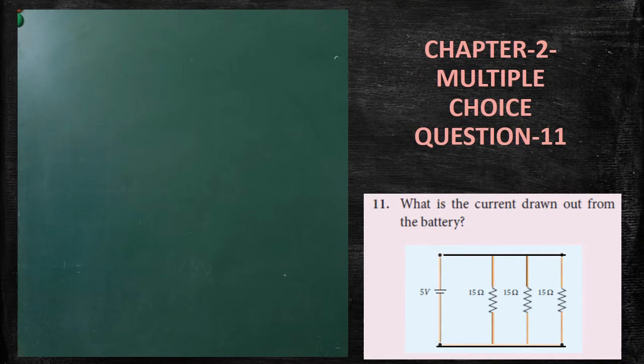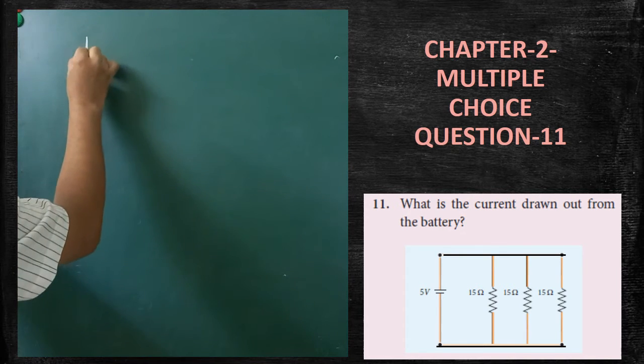Now we are going to solve the 11th multiple choice question in chapter 2. Here three resistances are connected in parallel and they are connected across a 5 volt battery. You are asked to calculate the current which flows through the circuit. First we will calculate the effective resistance.